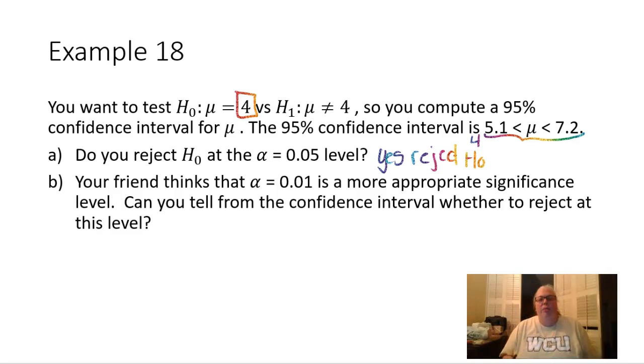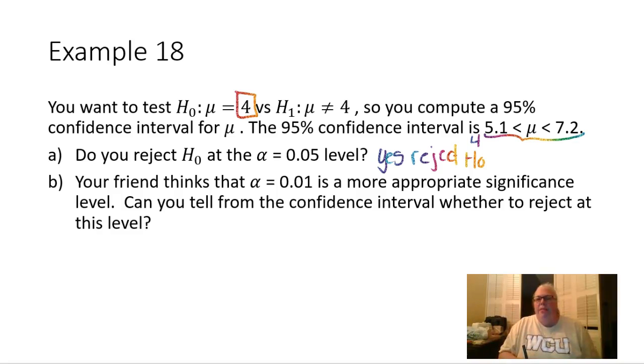Part B, your friend thinks that alpha equals 0.01 is a more appropriate significance level. Can you tell from the confidence interval whether to reject at this level? All right, changing the significance level is going to increase the confidence interval here. So it's actually going to go a little bit lower than 5.1, and it's going to expand out further than 7.2. But we don't know exactly how far.